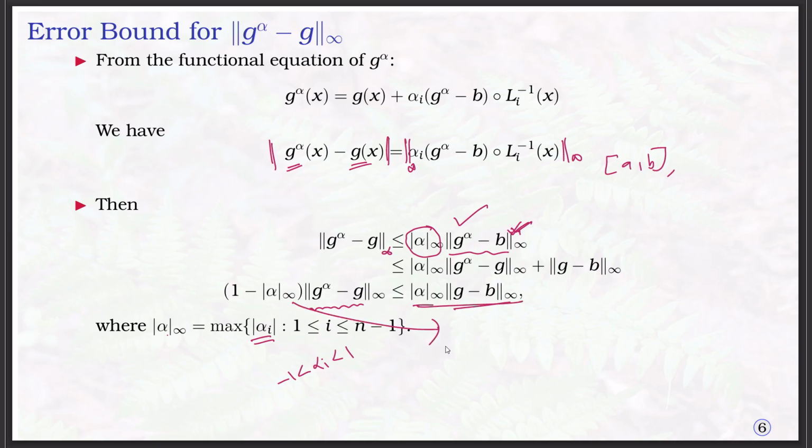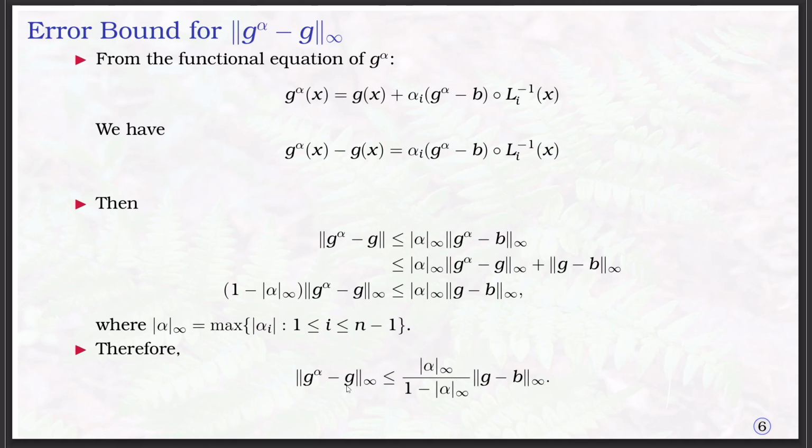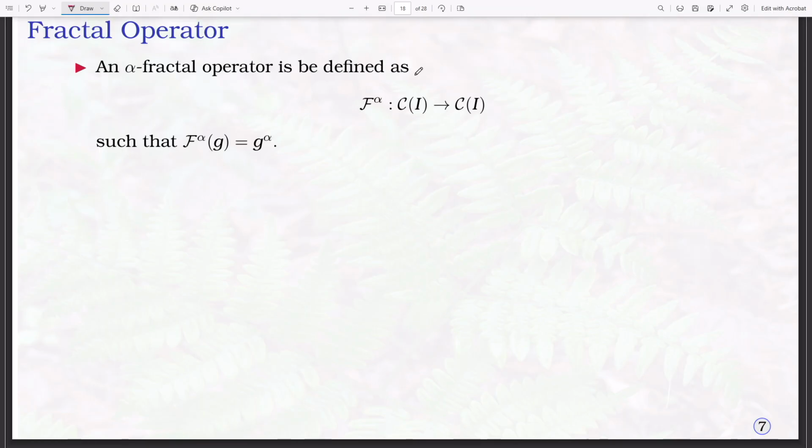If you are taking this one, then one can get that the norm distance between G of alpha and G is less than or equal to the maximum of the scaling factor over 1 minus the maximum of the scaling factor, times G minus B. G is the given function and B is the base function. So one can get here, if we approximate G by G of alpha, the error bound one can obtain by using this equation. Now we are going to define a fractal operator.